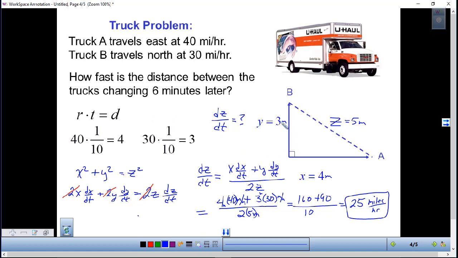Now, guys, let me talk to you a little bit. There's going to be problems where z is changing. There are also going to be problems where z is not changing. For instance, you're going to see a ladder problem where the ladder is leaning up against a wall, and we know that the bottom is sliding out at a certain rate, and we need to find how fast the top's coming down. Well, the ladder is not changing length, so if they told you that it was a 15-foot ladder, it's still going to be a 15-foot ladder when it's laying flat on the ground. So in some cases, the z is not going to change. In that case, way back to right here, you can just put 15 and be done with it.